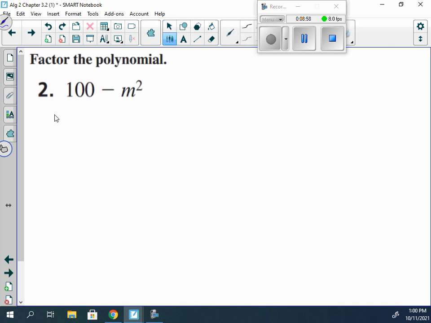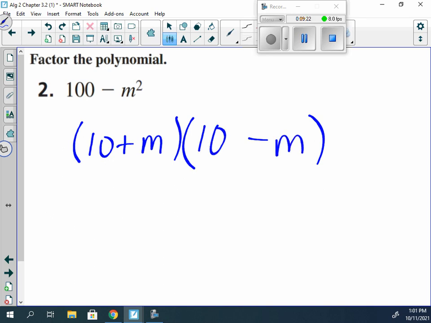How about this one here? Is 100 a perfect square? Is m squared a perfect square? Okay, so we can do this. We would have opposite signs, and 10 and then m, 10 and then m. Because it's minus m squared, the m has to go second. It's not so much for the first one, the 10 plus m, because we can add two things in any order. But the second one, the 10 minus m, if we flip it, we get the wrong thing.